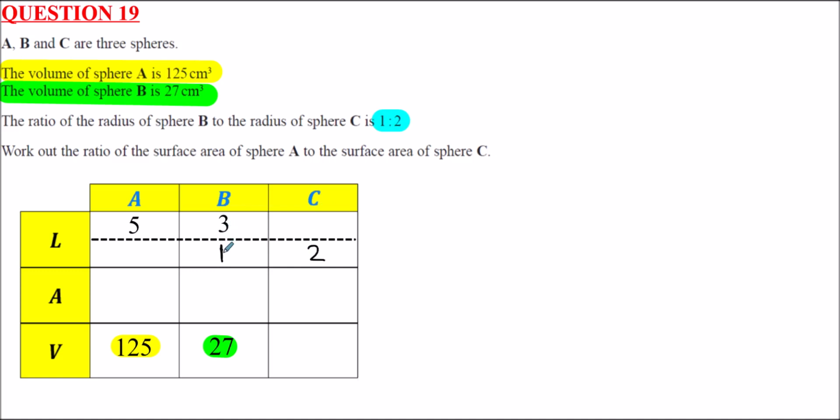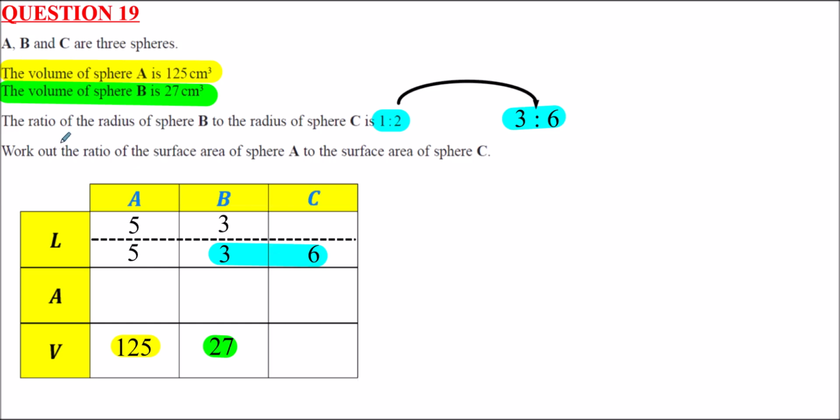So what can I do to the 1 to make it match to a 3? Well, what I could do is multiply it by 3. But if I multiply this 1 by 3, I need to do the same to the 2. So if I multiply both parts of this ratio by 3, I arrive at 3 to 6. I can now put this into our table, like so. And because the 3 now matches with the 3 above it, I can then pull down the 5. So the linear ratio of A to B to C is 5 to 3 to 6.